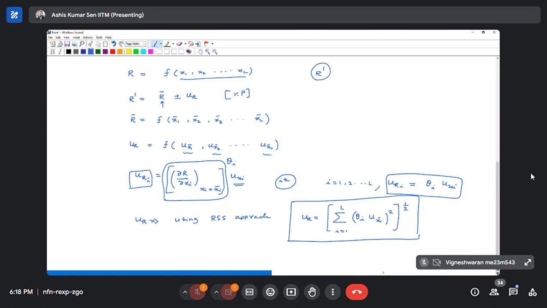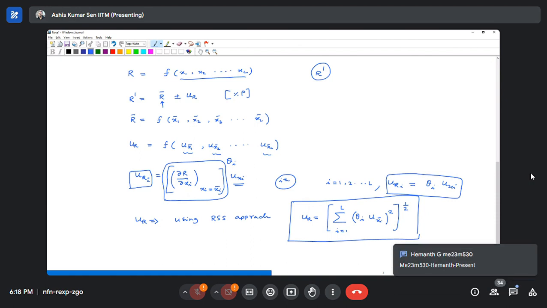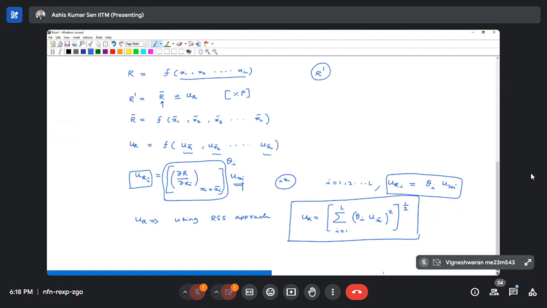Sir, sorry, sir. I followed that U_R, but what is it for U_Ri actually? So this says the effect of the ith independent variable on the dependent variable. See, U_Ri will be the uncertainty in the dependent variable coming from the first independent variable, second independent variable, and so on, because we have L different independent variables, right? So the effect of each one of these on the uncertainty is indicated as U_Ri.